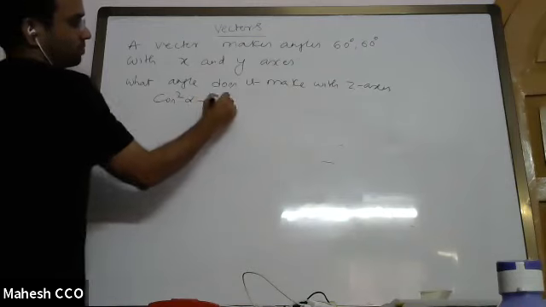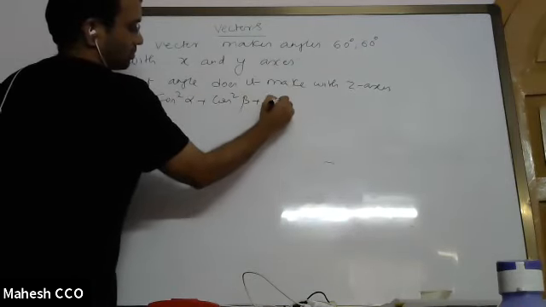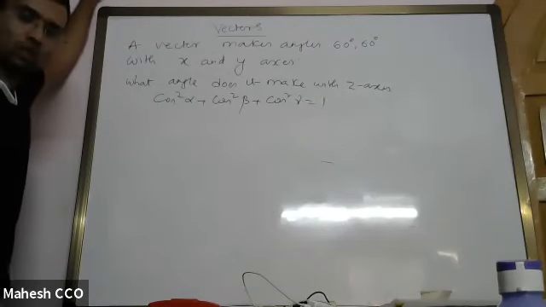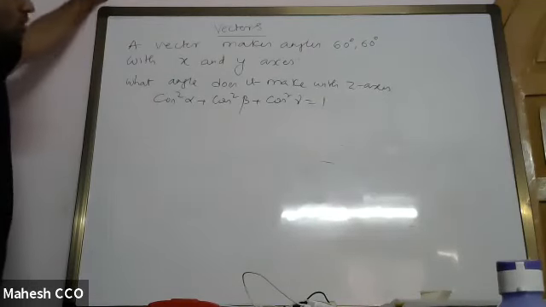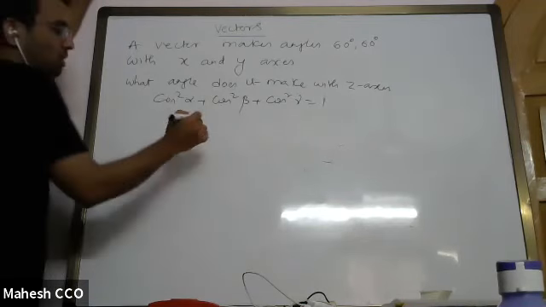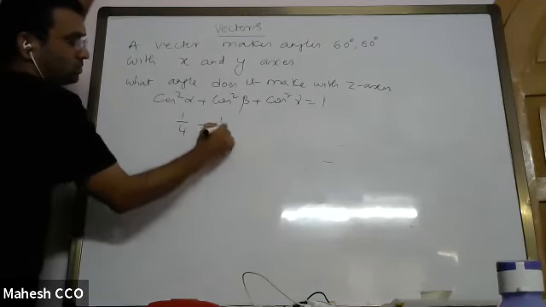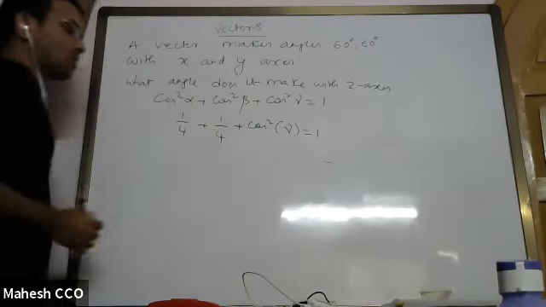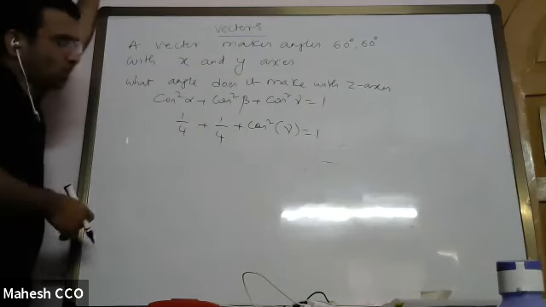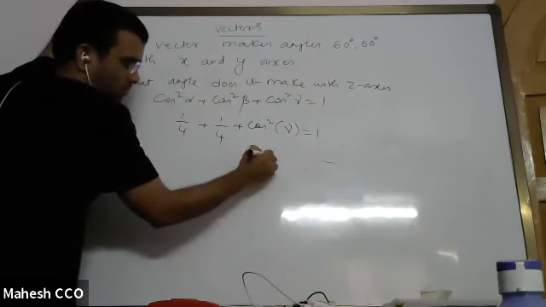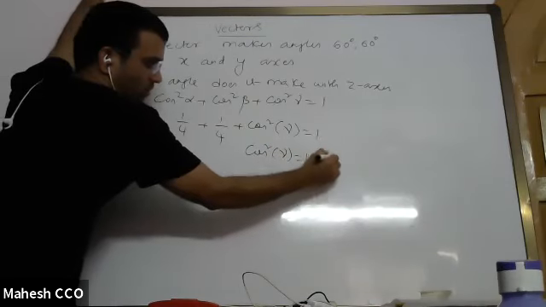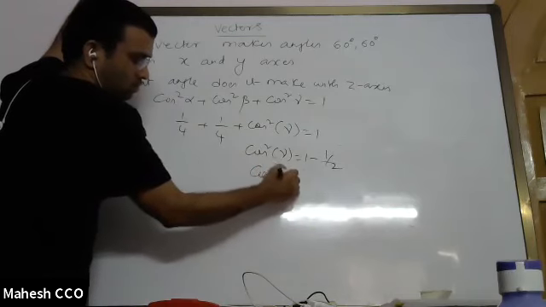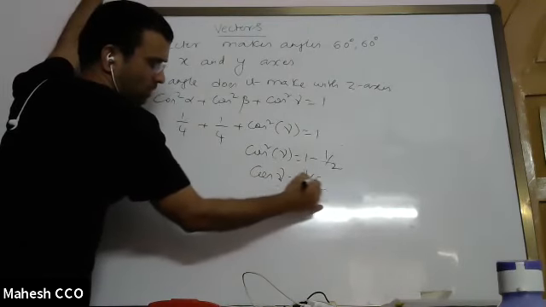cos square alpha. This rule we will use, that cos square alpha plus cos square beta plus cos square gamma is equal to 1. So alpha and beta both are 60 degrees each. So this will be 1 by 4, this will be 1 by 4. So 1 by 4 plus 1 by 4 is 1 by 2. So cos square gamma is 1 minus 1 by 2, which is 1 by 2 again. So cos gamma is 1 by root 2, actually plus or minus.